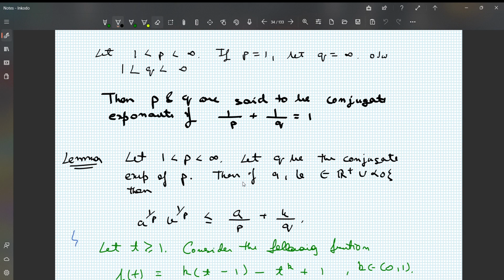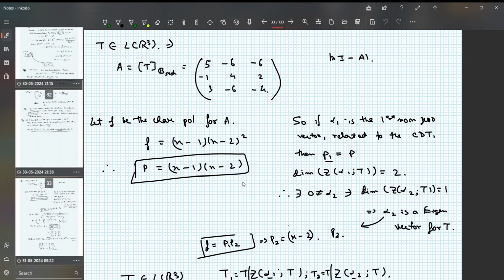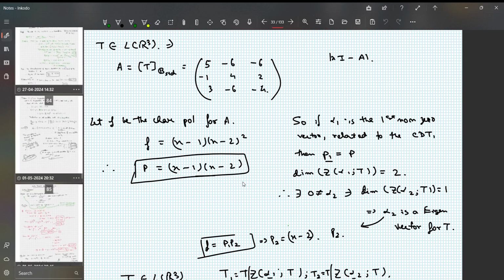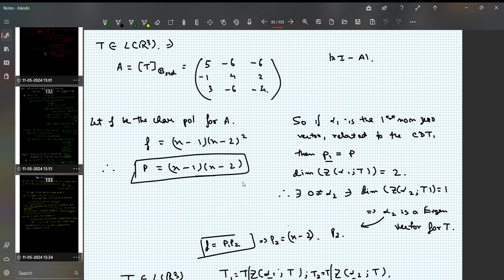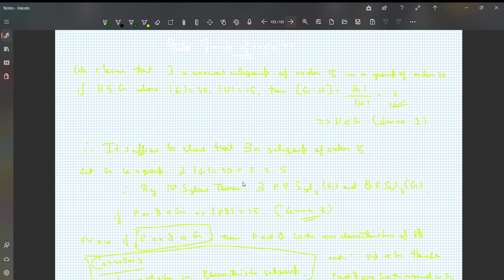Okay. So wait a sec. Let's just go to the last page once. Okay, one sec, guys. Yeah. Okay. Let's start from here.